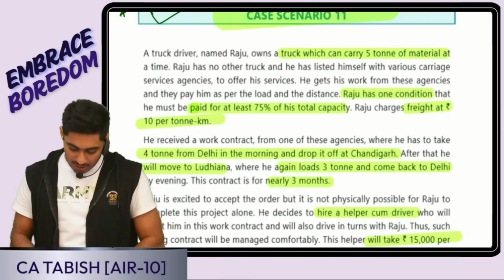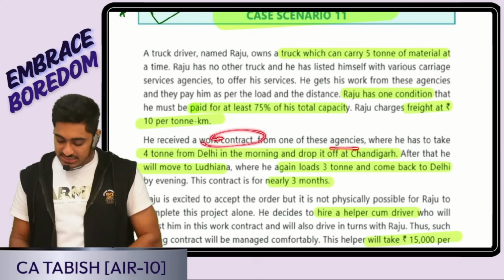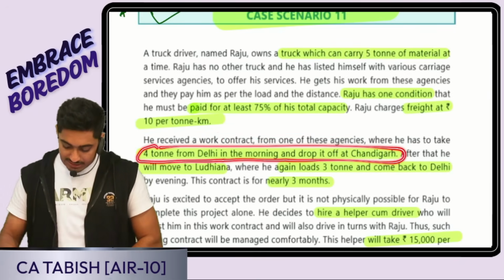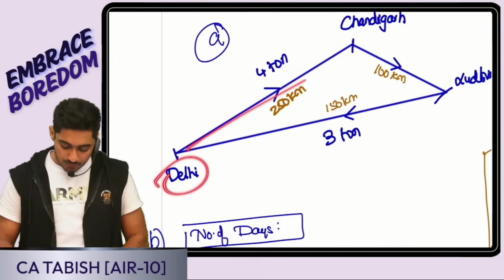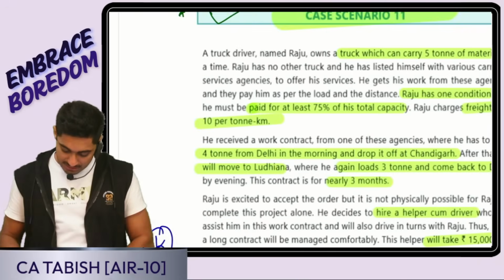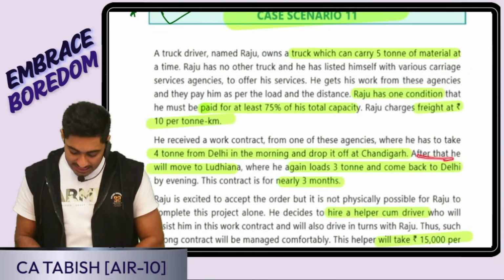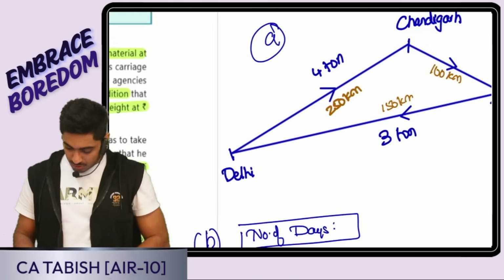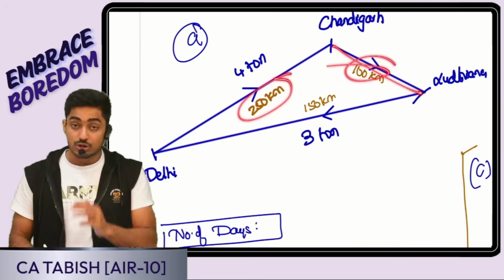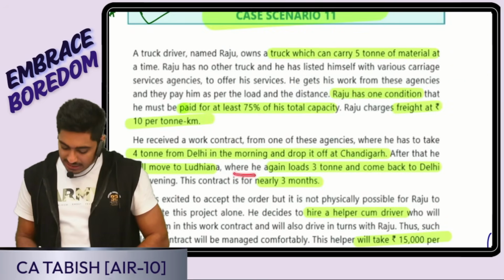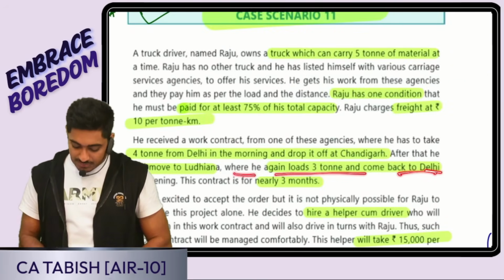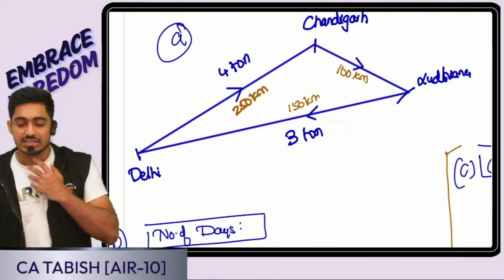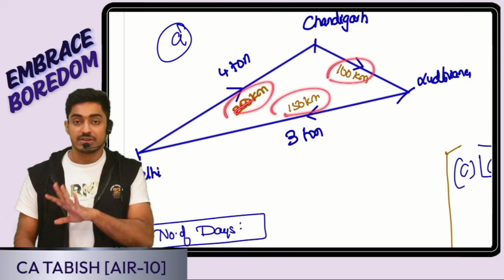Now, he got a work contract from one of the agencies where he has to take 4 ton from Delhi in the morning and drop it off at Chandigarh. From Delhi he will take 4 ton of goods and drop it at Chandigarh. After that, he will move to Ludhiana. The empty truck will go to Ludhiana. 100 kilometer distance details are given below. Again, he loads 3 ton and comes back to Delhi by evening, with 3 tons. Kilometer data is given, that I will keep it here.